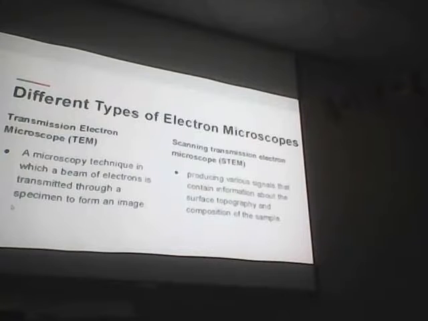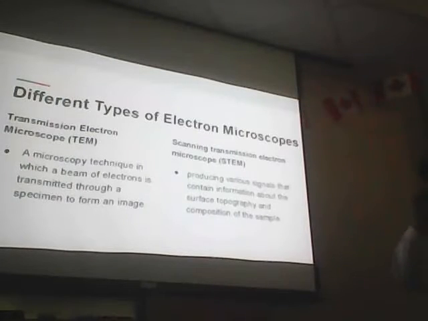Then we have mainly two types of electron microscope. The first one is the transmission electron microscope. It basically goes through your sample to see your structure. But the scanning one just scans the surface of your sample. Which means if you have the TEM, you can only use a very thin sample. But the scanning one can see the surface of your sample, so it's more complicated.